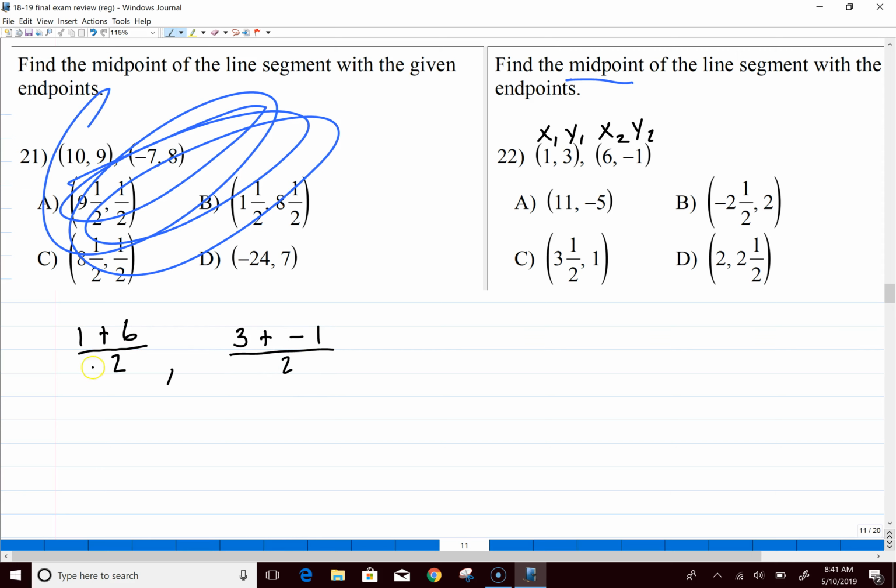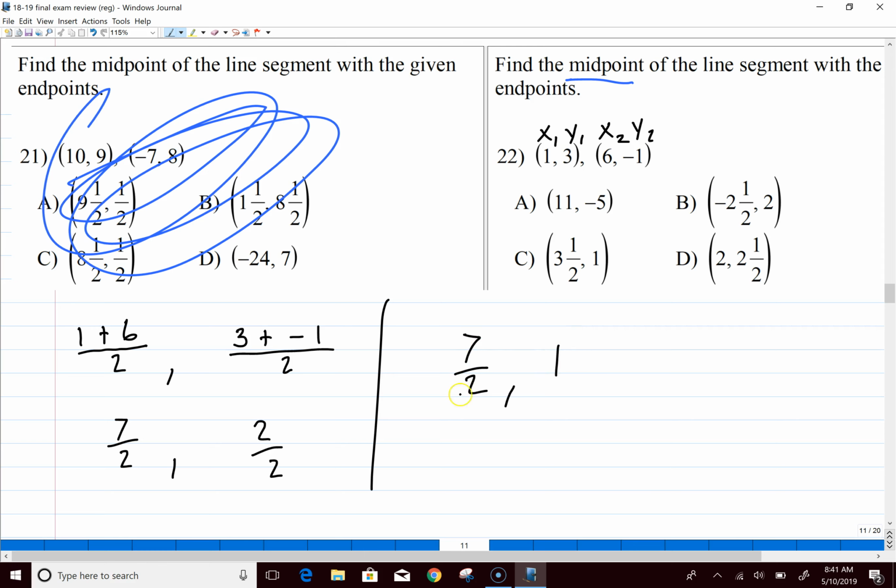So I'm going to work out this one on the left first. 1 plus 6 is 7. 7 divided by 2. We'll get back to that. 3 plus a negative 1 means 3 minus 1, which is 2, and then divided by 2. So I have 7 divided by 2 and then 2 divided by 2. 2 divided by 2 is just 1.